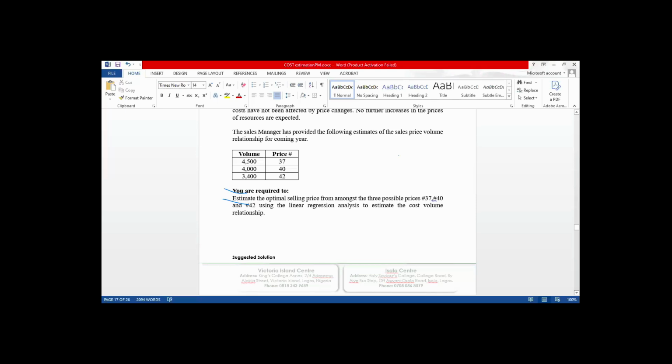If the price happens to be 40 naira, sales volume will be 4,000 units. If the price is set at 42 naira, the sales volume will be 3,400.